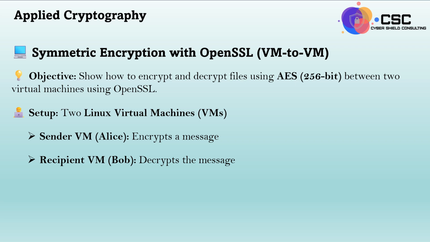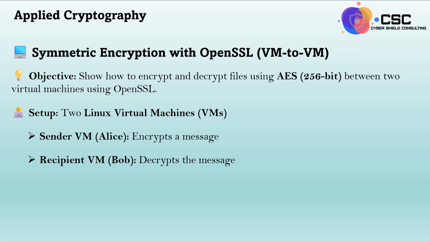This demonstration will simulate a real-world scenario with two systems, the sender Alice and the recipient Bob, who need to securely exchange confidential data over a network. To achieve this, I'm using virtual machines, so I set up two Linux virtual machines. The first one is the sender VM, representing Alice, where we will encrypt the message using AES-256 and securely send it to Bob.